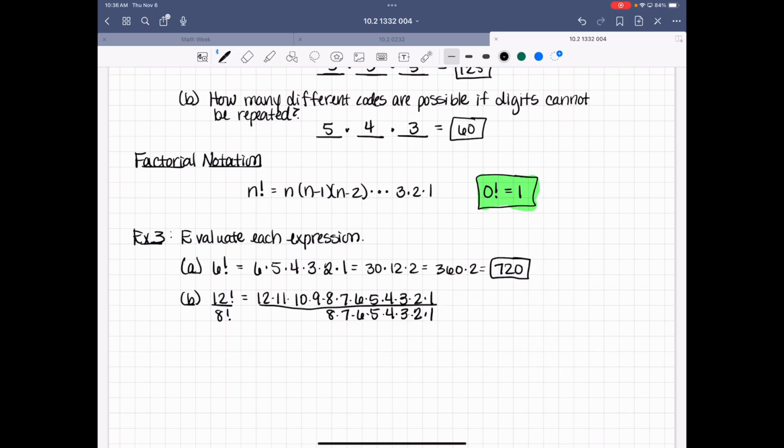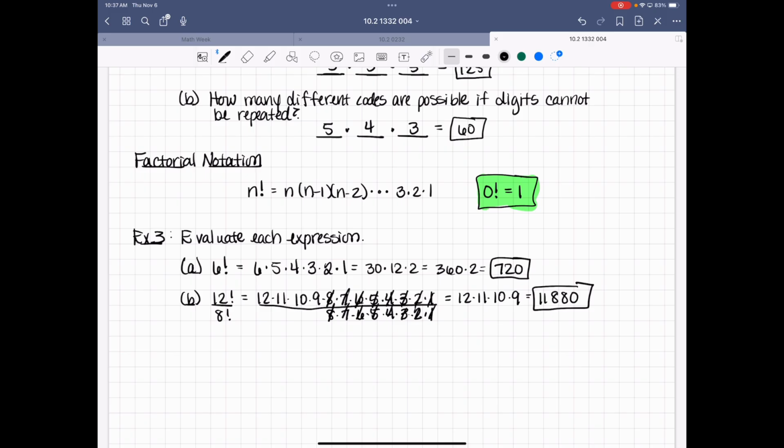Now, why do you think I scooted over and wrote them underneath themselves? Because they cancel out. They simplify down to 1. That is correct. 8 over 8, they cancel out. They make 1. 7 over 7 is 1. 6 over 6, 5, 5, 4, 4, 3, 3, 2, 2, 1, 1. So this is just really 12 times 11 times 10 times 9, which does give me, in the end, 11,880.